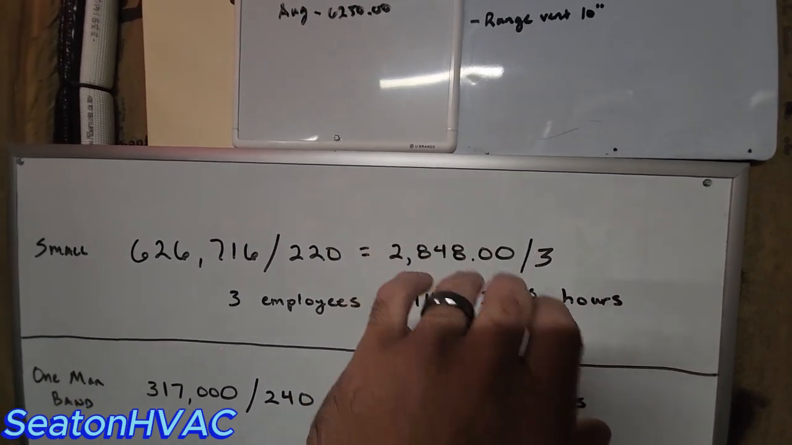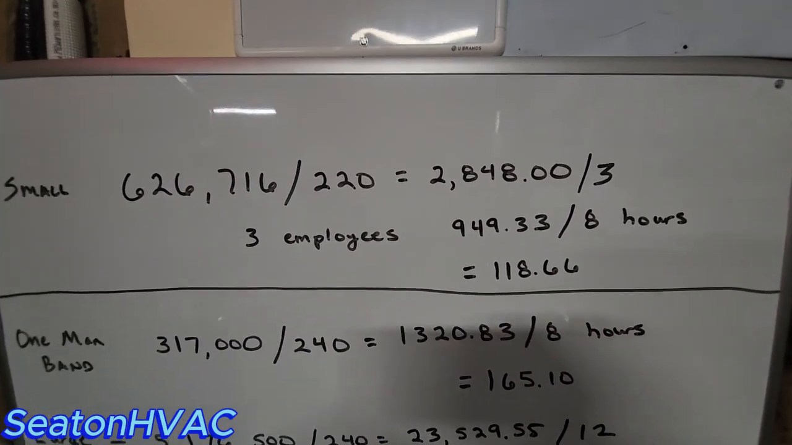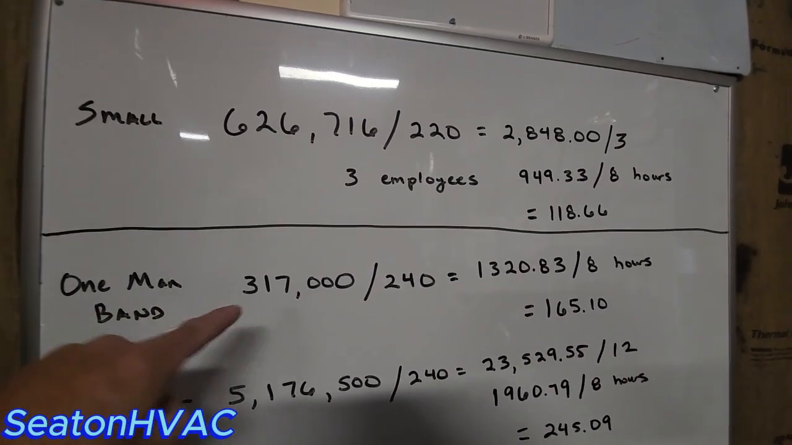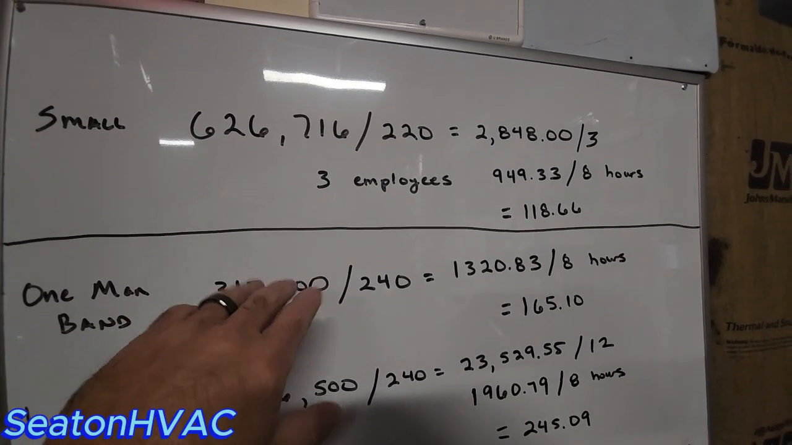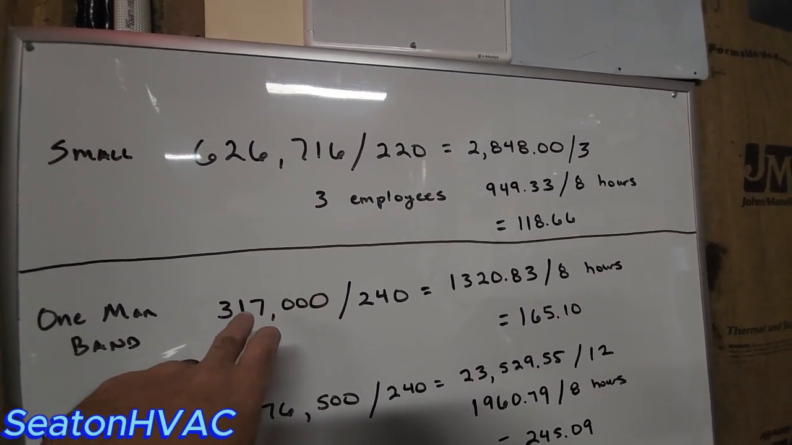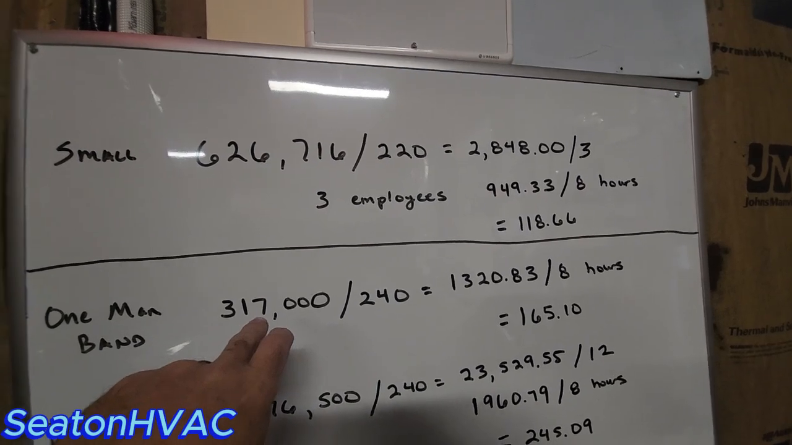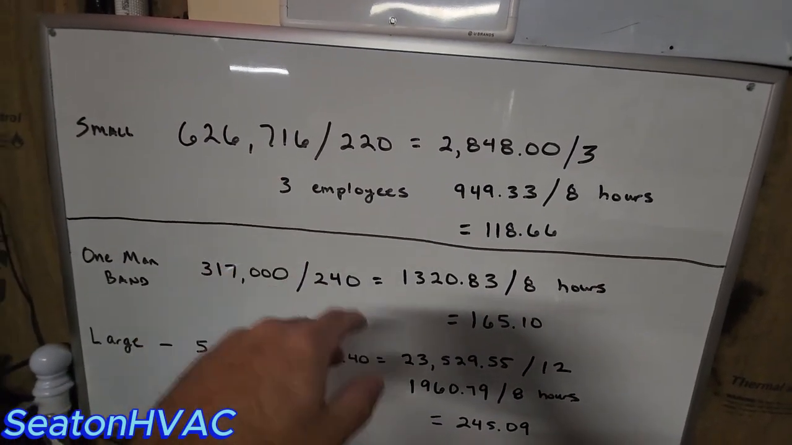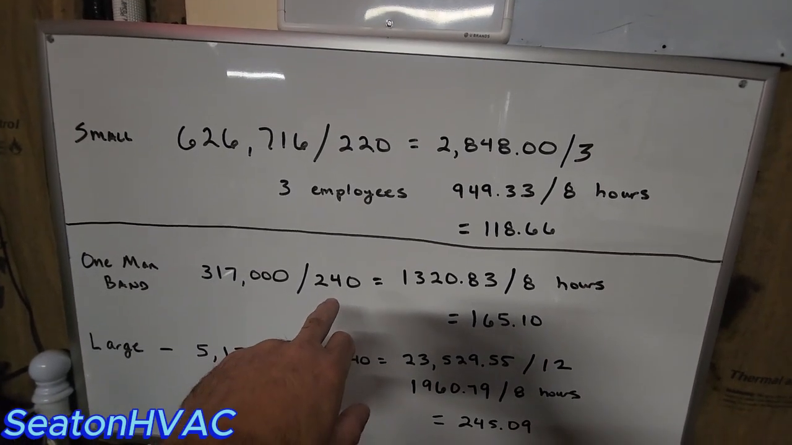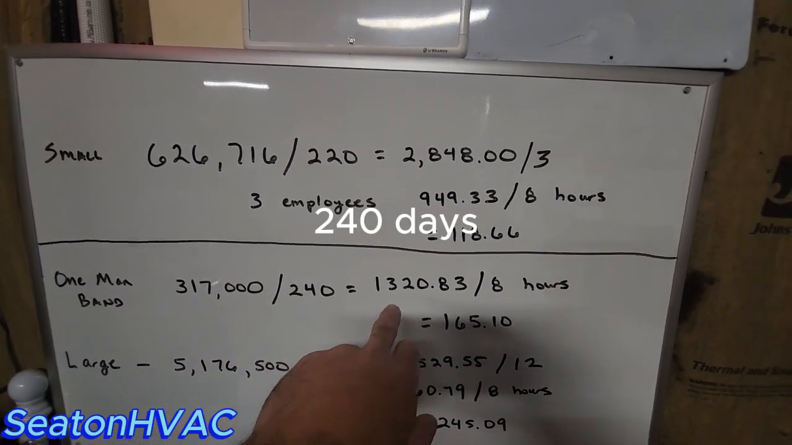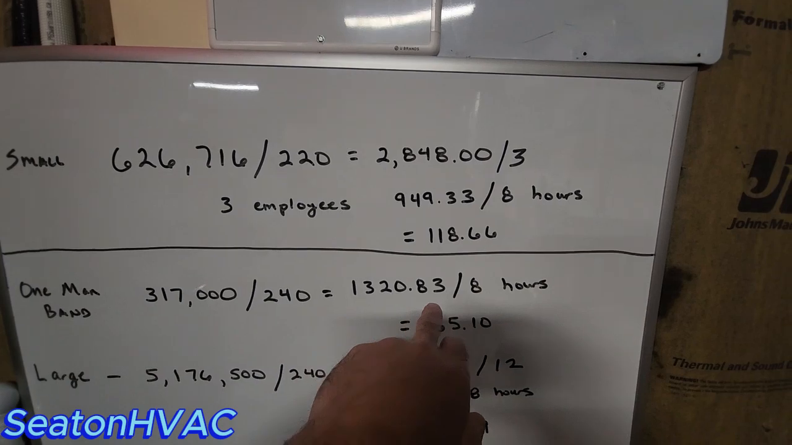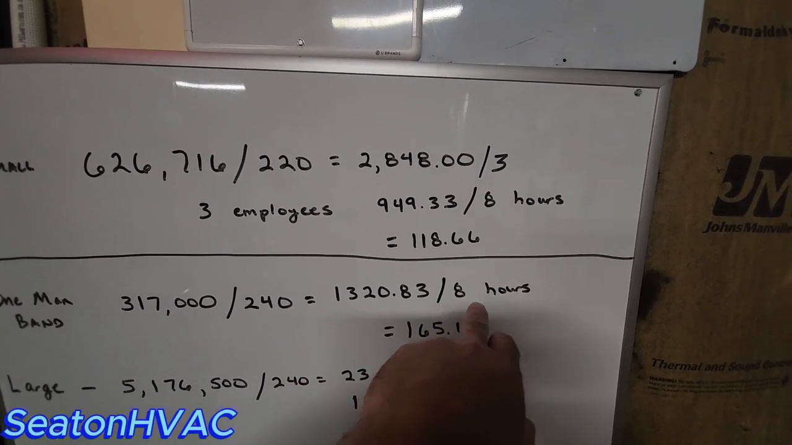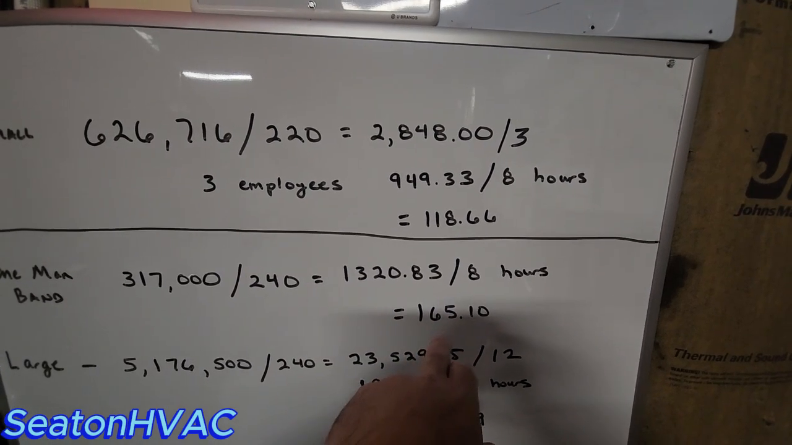Let me show you a scenario for me as a one-man band. This isn't me. These numbers are not correct. I'm not going to divulge my stuff here. But let's say my expenditures were 317,000. I tend to work more than if I worked for somebody, so I have to factor in all that time. So let's say 240 hours throughout the year comes out to 1320.83 per day, and then divide that by 8 hours, and that gives me 165.10.